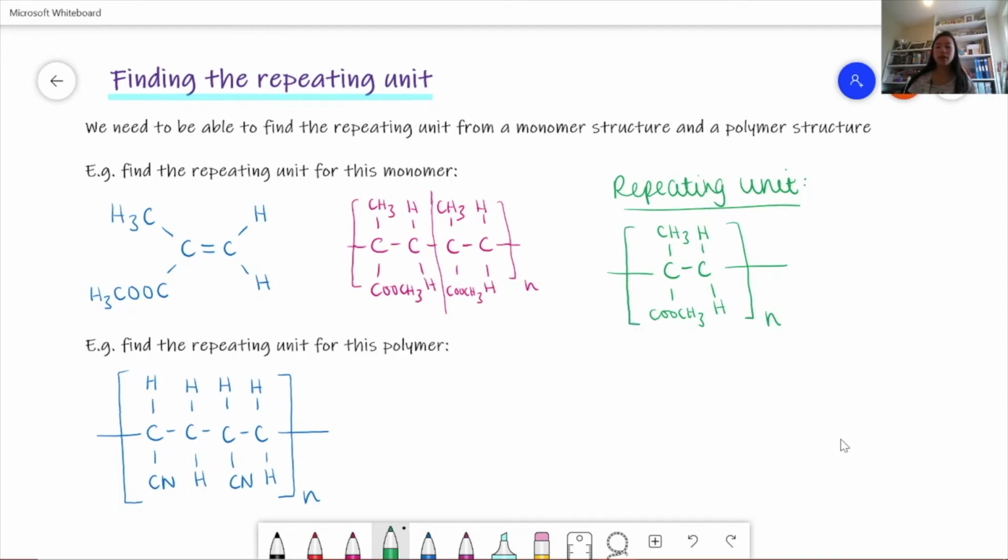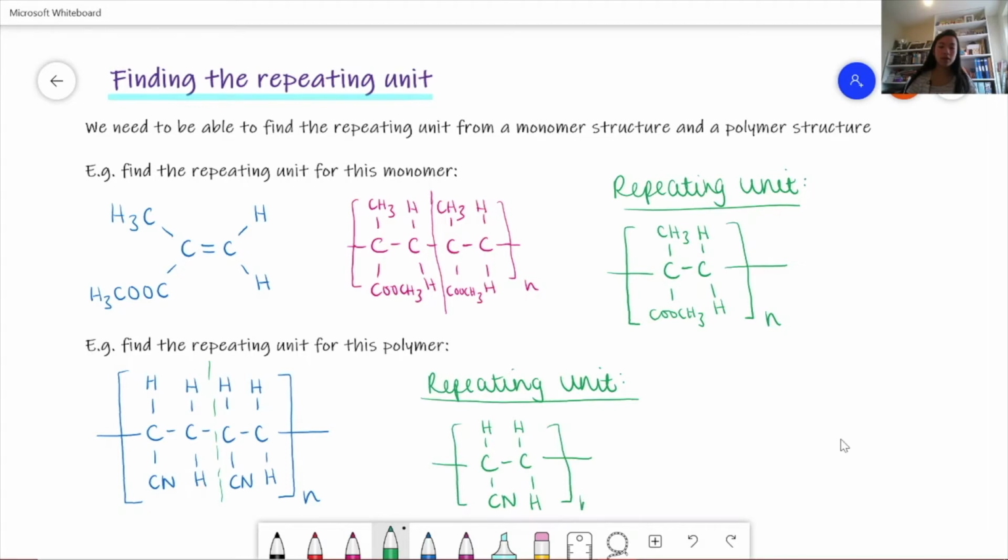And then for the polymer, we do exactly the same thing, but now it's actually a bit quicker because we've actually got the whole polymer for us to see. And so again, we can see that it's half of this. And so the repeating unit is 2 carbons, a cyanide, and 3 hydrogens. So that's our repeating unit.